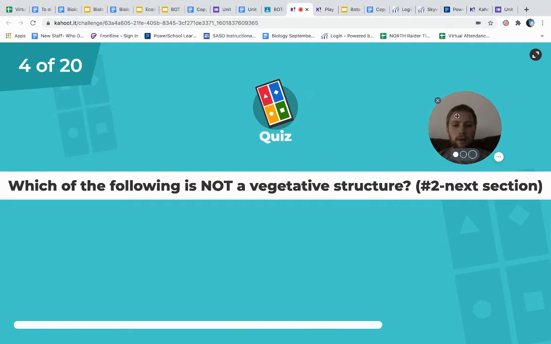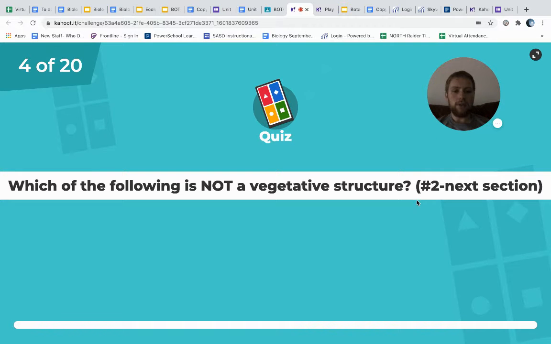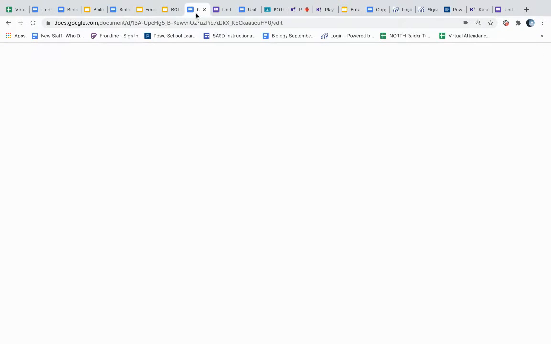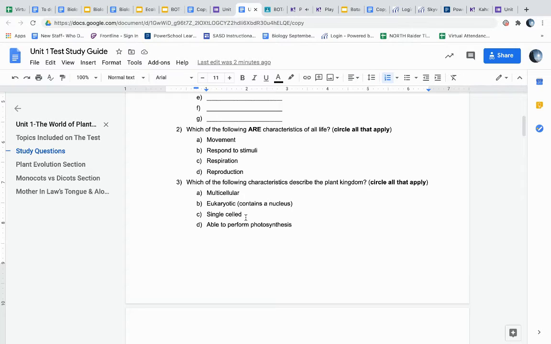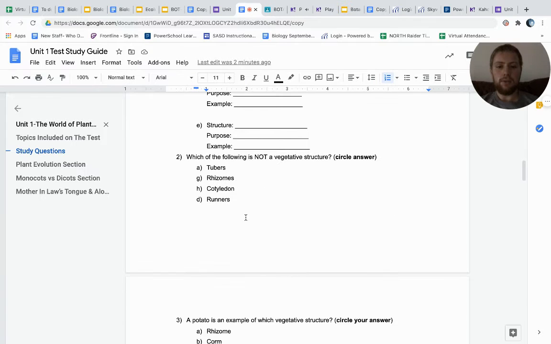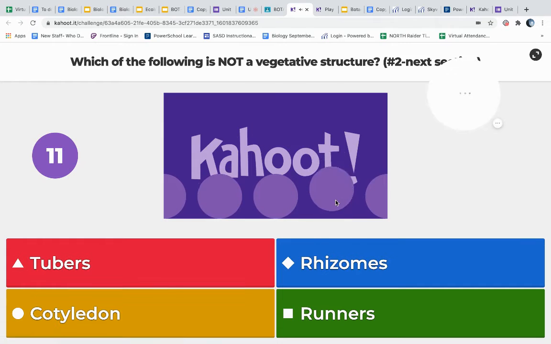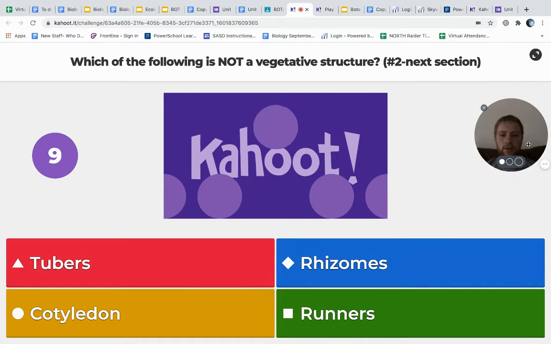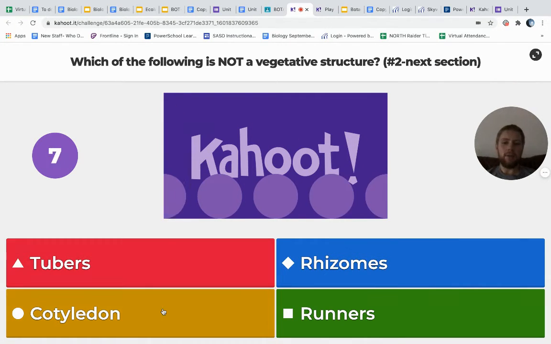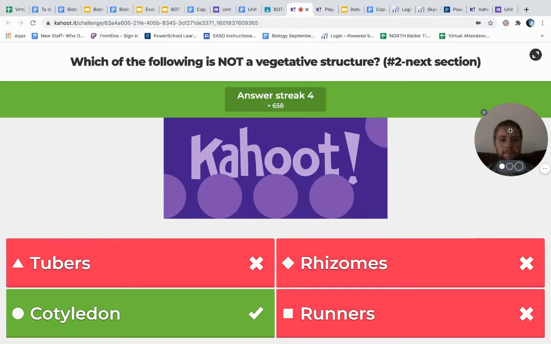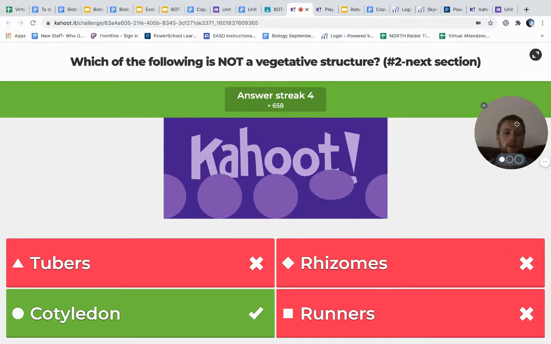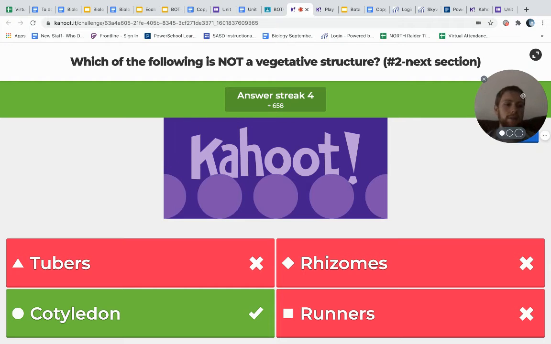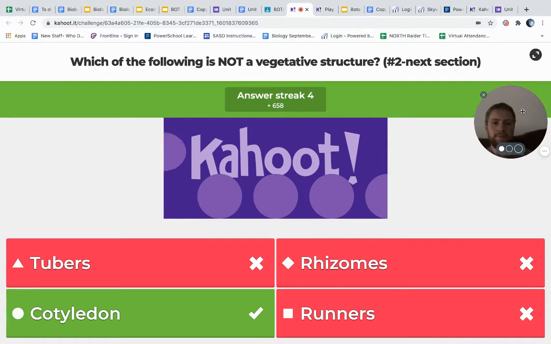4 out of 20. Which of the following is not a vegetative structure? So this is number 2 in the next section. So this is number 2 in this section. All right, so let me go back so I don't miss the answer. Which is not a vegetative structure? So a cotyledon is definitely not a vegetative structure. It is a plant structure we talked about in our monocots, dicots. It's an embryonic seed leaf.